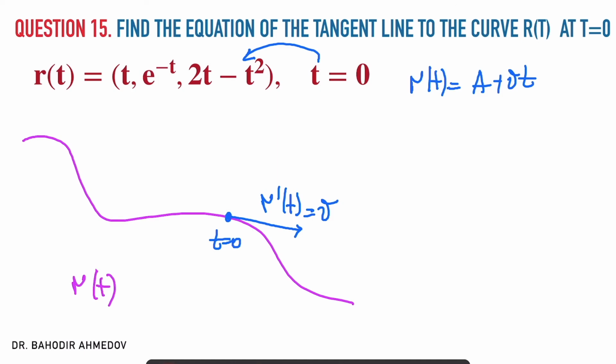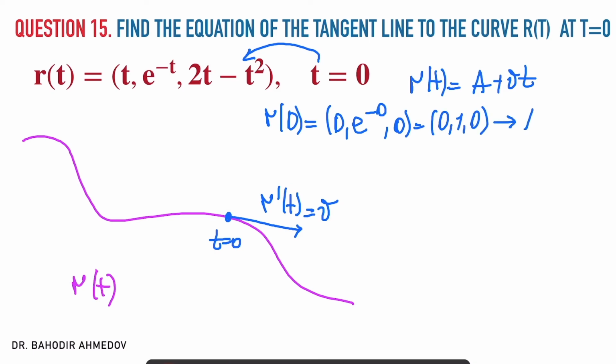Well, let's do this first of all. So r of 0 is going to be 0, e to the power of minus 0, so 2 times 0 minus 0, which is 0. It's going to be 0, 1, and 0. Well, that's going to be the coordinates of the point a. It's going to be 0, 1, and 0.